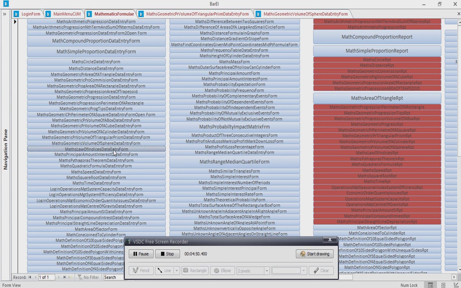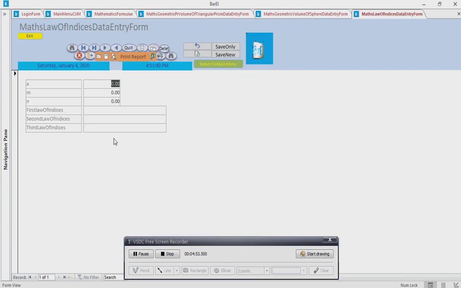Laws of indices. If A is equal to 2, m is equal to 3 and n is equal to 4, then that is the answer. Let us say if n is 2, that is the answer. Let us say if n is 4.